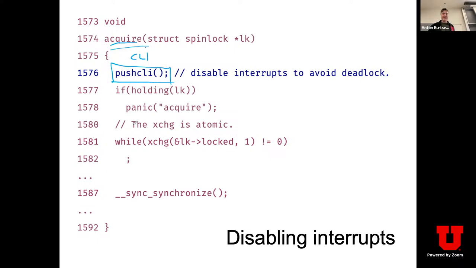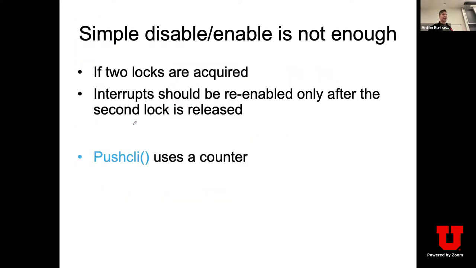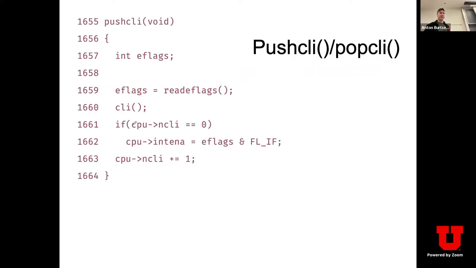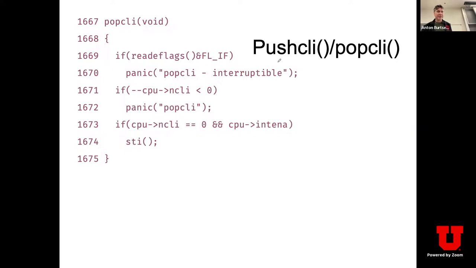So this push CLI implements kind of like a counter, which says, I will remember how many times I disabled the interrupts and only re-enable them at the very outermost level, right? So essentially push CLI just counts how many times interrupts were disabled. So the very first time it executes CLI, it increments the counter. And the pop CLI will do the same. It will decrement the counter, but it will re-enable the interrupts only when you reach zero, effectively, right? So that kind of logic, also nesting of locks, right?